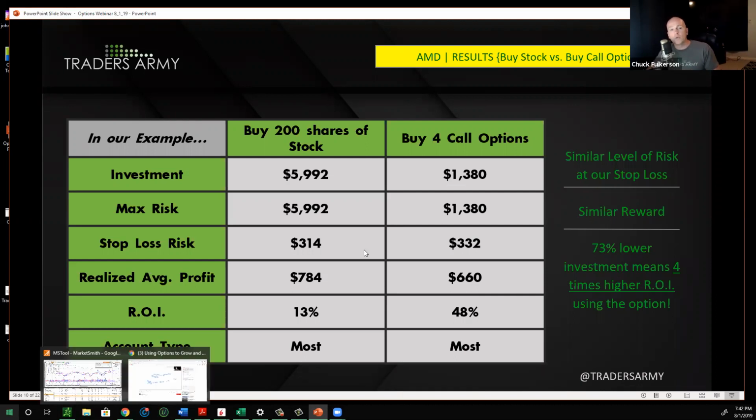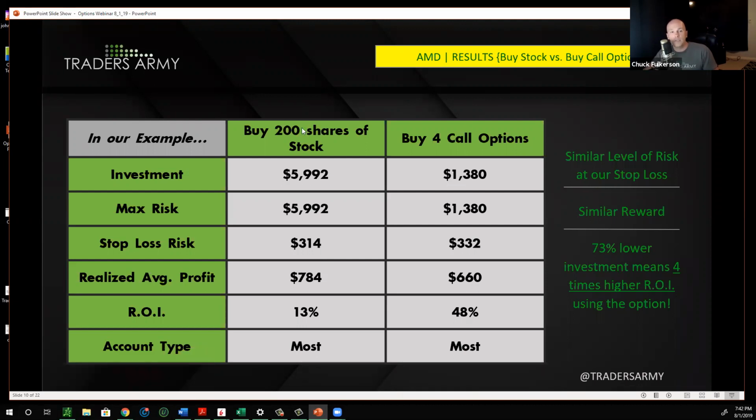In this case, if you're willing to lose, buying 200 shares of stock, you've got a risk of about $314. In the option, you had a risk of $332. So you do 4 call options. The investment in the stock is $5,992 and the option's at $1,380. That's your max risk, meaning the most I could lose if everything fell apart, right? Now, obviously, we don't expect to lose the most because we've got our stop loss in place. So my stop loss risk, $314 versus $332.